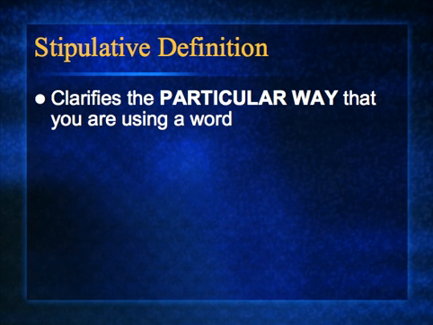There is a second definition that I want you to write down in your notes, and that's, well, actually third. You have the circular definition, the formal definition. The third thing I want you to put in your notes is the stipulative definition. This clarifies the particular way that you use the word. For instance, when we are in school and we talk about being tardy, it means a certain thing. When we're at work and we talk about being tardy, it means something else.